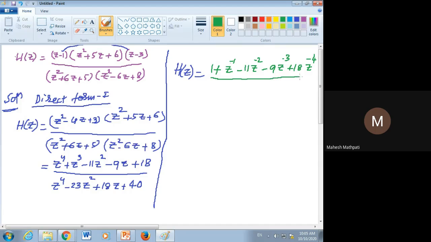What about denominator term? Again it is 1 plus, or minus? Minus है ना? Minus 23 Z to the power -2 we will get, then plus 18 Z raised to -3 plus 40 Z to the power -4. बराबर?